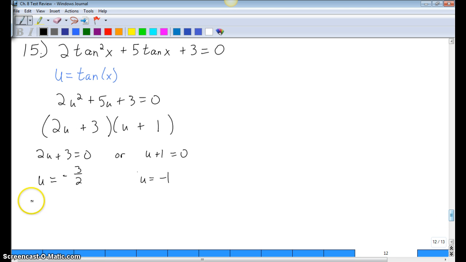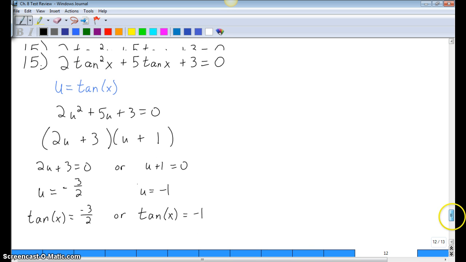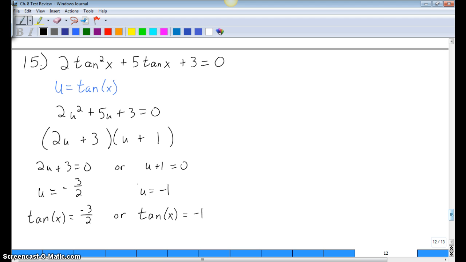So I'm going to rewrite it, unsubstitute here, so that we have tangent of x is negative 3 halves, or tangent x is negative 1. Alright, so now I'm going to come back up to the top of the page. And to undo the tangent x, we're going to do tangent inverse on the left side. And we get x equals tangent inverse of the right side.